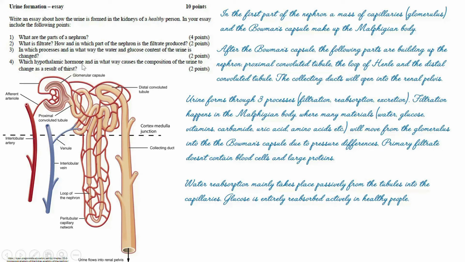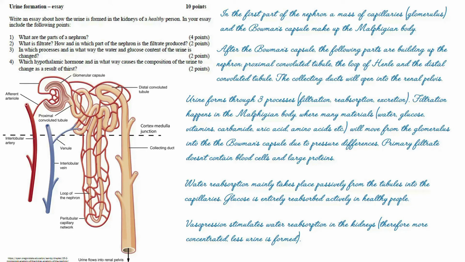Okay, which hypothalamic hormone and in what way causes the composition of the urine to change as a result of thirst? Only the hypothalamic hormone must be mentioned, which is called vasopressin, which is synthesized in the hypothalamus and secreted from the posterior pituitary gland, and it stimulates water reabsorption in the kidneys, therefore more concentrated, less urine will be formed. The other hormone that we discussed during the lesson, it is not a hypothalamic hormone, but it is produced in the adrenal cortex. It was called aldosterone, but it is not the answer here.